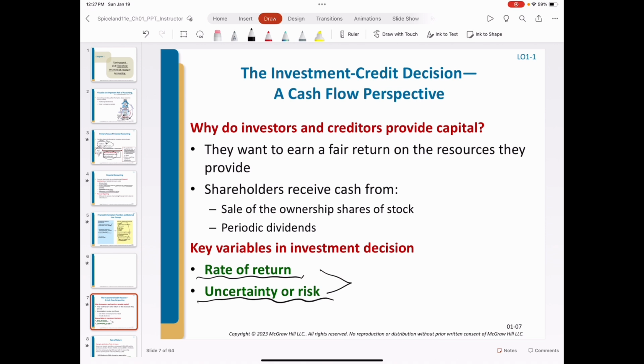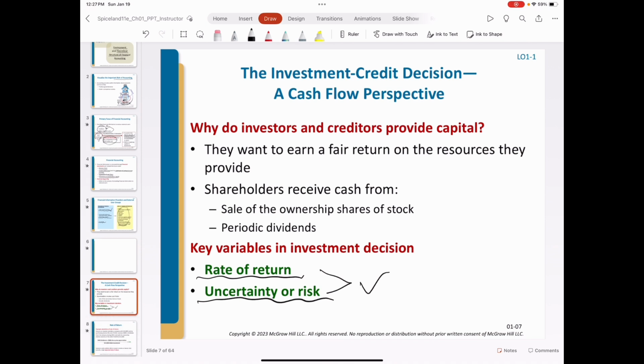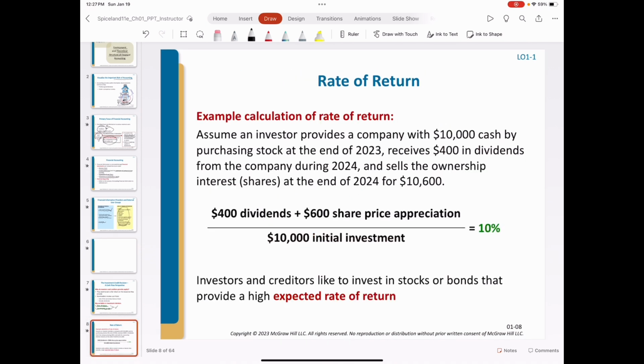Because financial statements can provide useful information regarding these two key variables. Here, let me briefly introduce the rate of return example. Okay, and here we use the equity investor as an example.